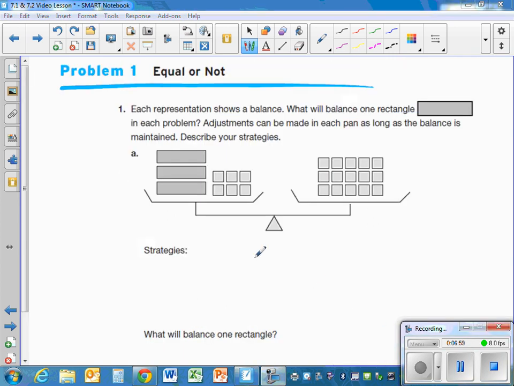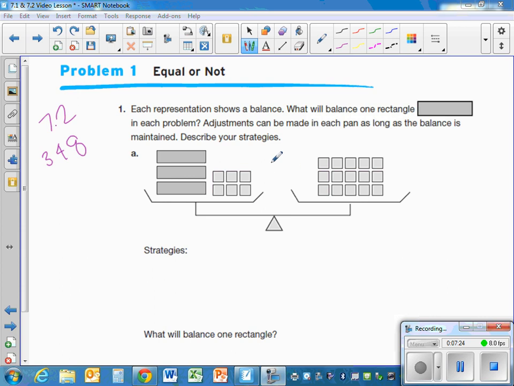So we are now on 7.2, which is page 348 in your book. Problem 1 says each representation shows a balance. What will balance one rectangle in each problem? Adjustments can be made in each pan as long as the balance is maintained. You need to describe your strategy.